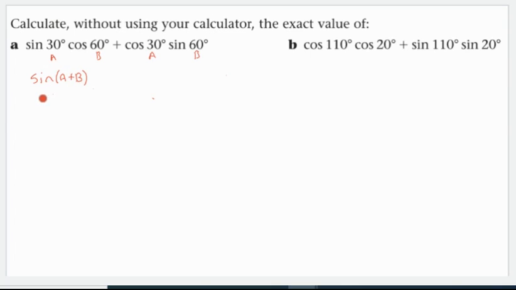Because a was equal to 30 and b was equal to 60, that's sine of 30 plus 60, which is the same thing as sine of 90 degrees. And sine of 90 degrees is equal to 1. So therefore, this is equal to 1. Okay.